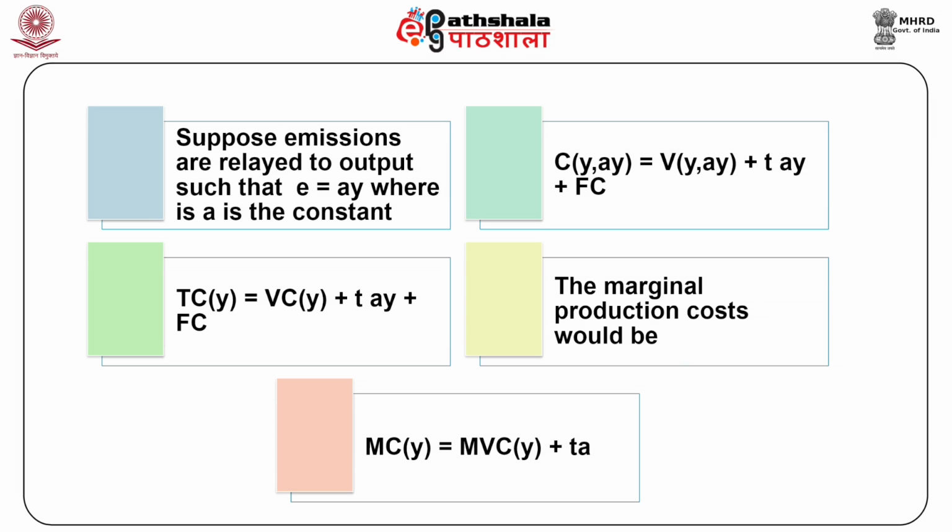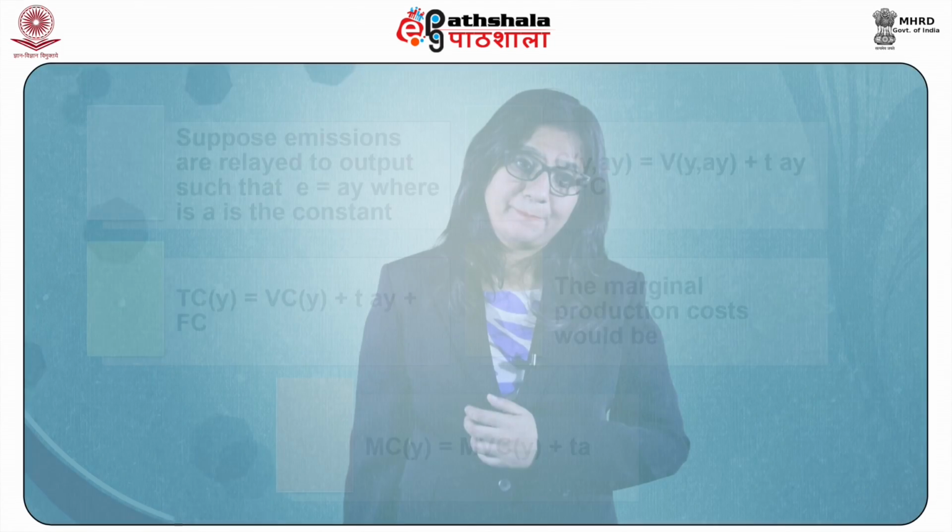Then in this case, the total cost will be equal to the variable cost plus T into AY plus the fixed cost. We may rewrite the above equation as total cost equal to the variable cost plus fixed cost plus T into AY. So the marginal production cost would be, of course, equal to marginal variable cost plus TA.